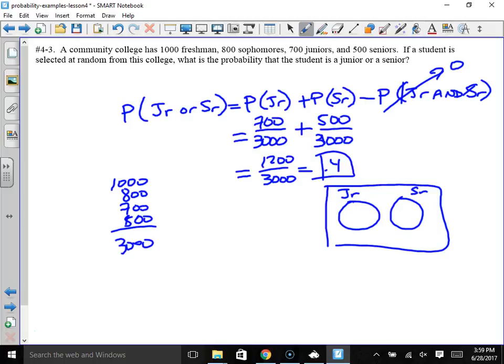All right, so in these cases where there's no overlap, blonde hair, black hair, juniors, seniors, we're simply adding probabilities for OR cases.